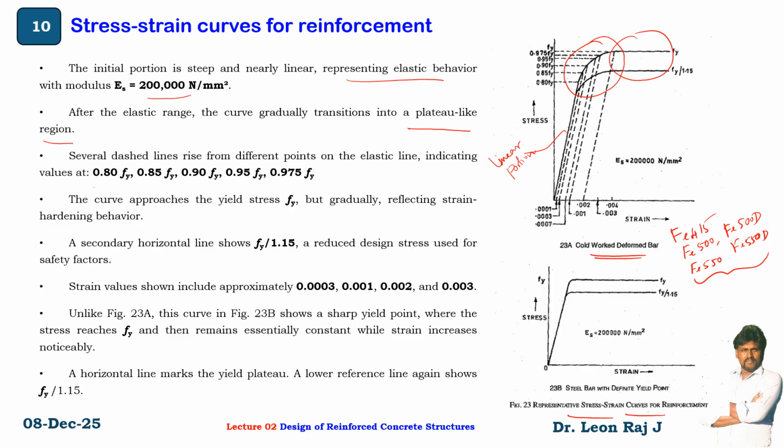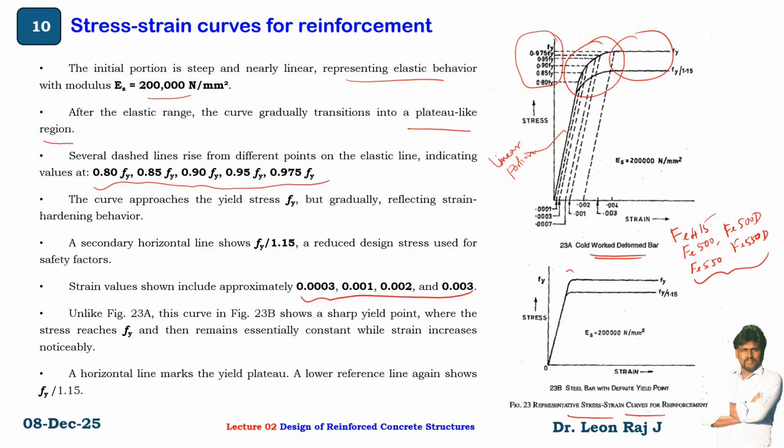Here you can see 0.8 Fy, 0.9 Fy, 0.95 Fy and 0.975 Fy are the terms you can see. That means 97 percent of the Fy or 95 percent of the Fy. That is approximately equal to strains of 0.0003 or 0.001, 0.002, and 0.003.